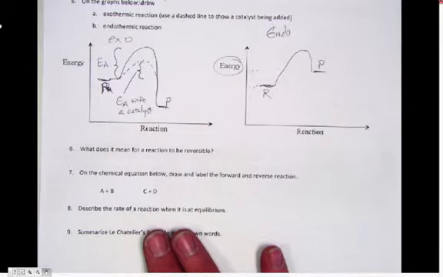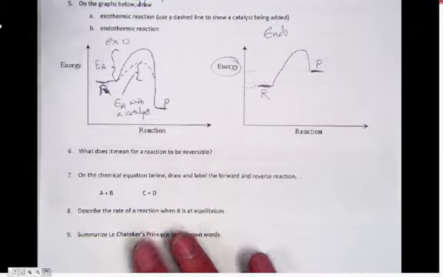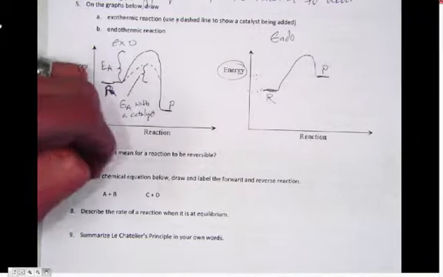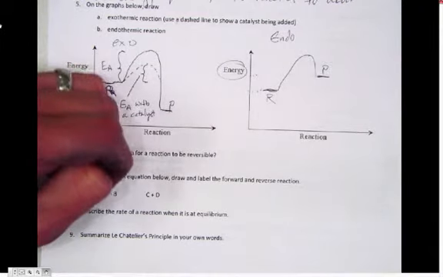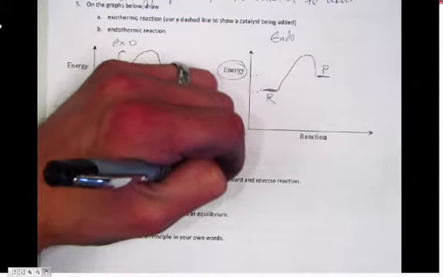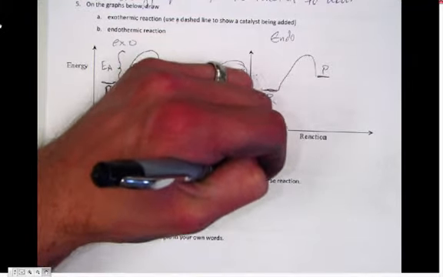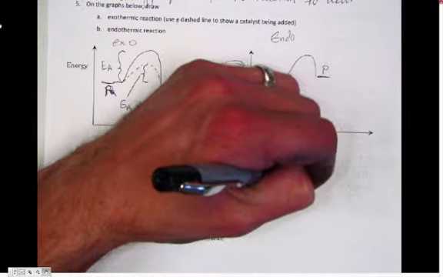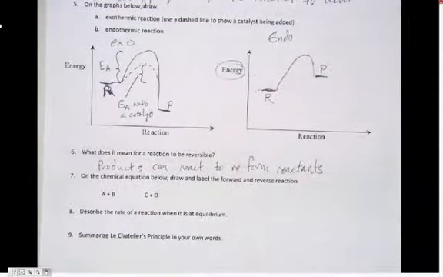Number 6. What does it mean for a reaction to be reversible? Essentially, that products can react to reform reactants. So in other words, you can use your reactants to make your products, but your products can then react to turn back into the reactants.